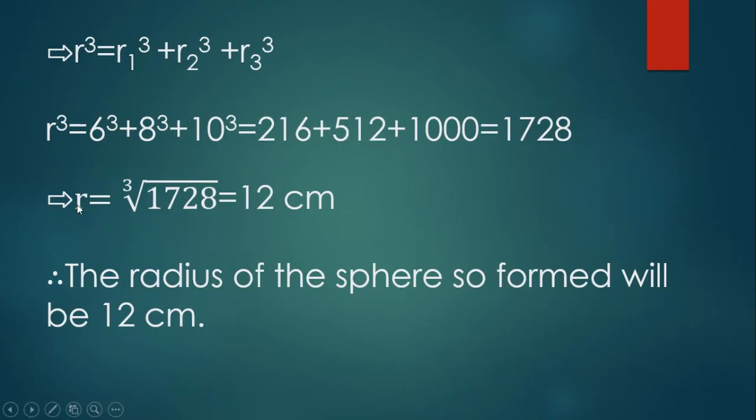So it is nothing but the radius of the resultant sphere, which is formed by melting three spheres having the radii 6 centimeters, 8 centimeters, and 10 centimeters respectively. What is the radius of the resultant sphere? It is 12 centimeters. So the radius of the sphere that is formed by melting three spheres of radii 6 centimeters, 8 centimeters, and 10 centimeters respectively is 12 centimeters.